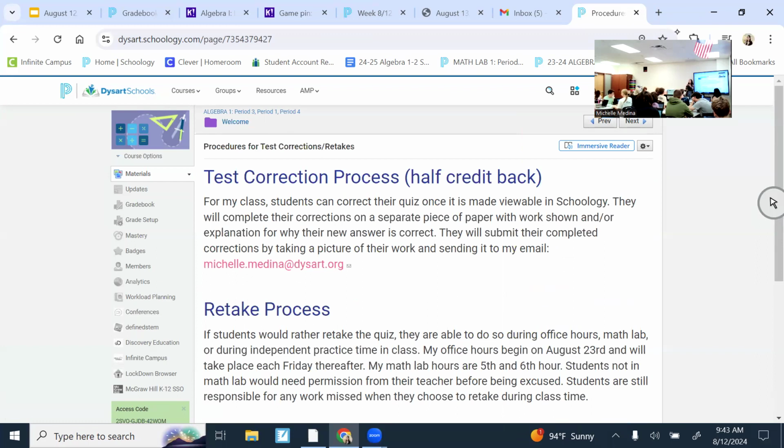And your quiz is not the same as your friend's quiz. There's a bank of questions and a full drop. So don't try to cheat. It's really like an easy quiz. Just try to learn it yourself. But you can do corrections on your own paper, like have your new answer along with an explanation or work shown, and then take a picture, email it to me, and I'll give you half credit back on your quiz. And that should be enough to get you passing for right now.